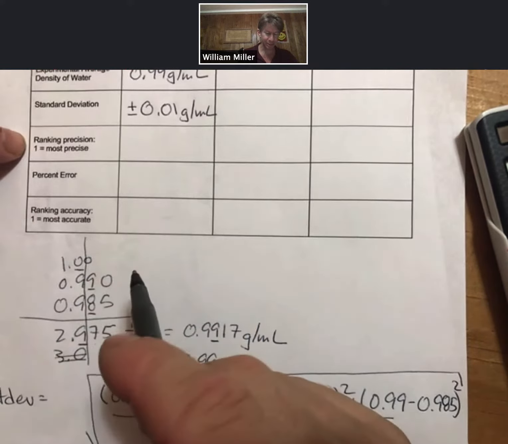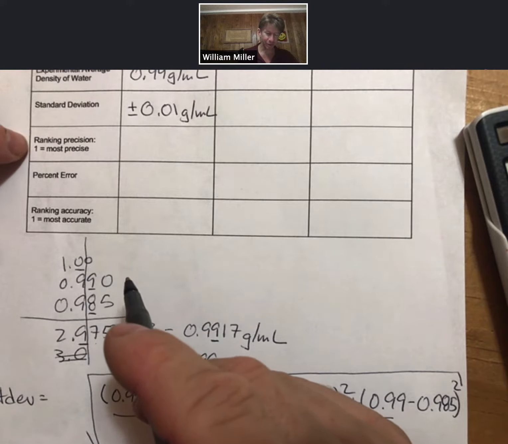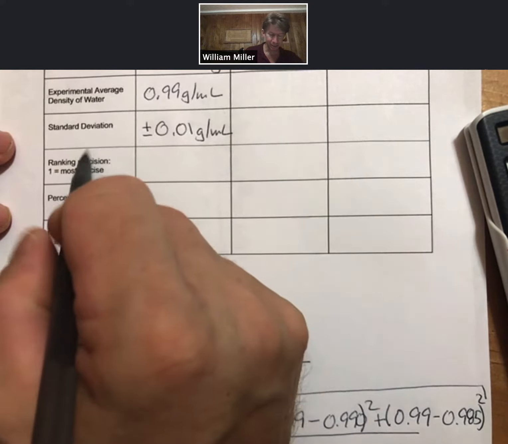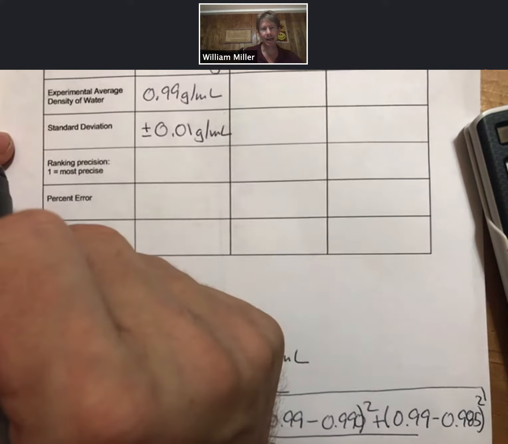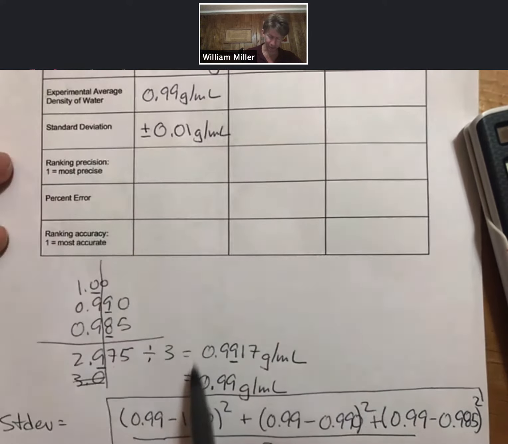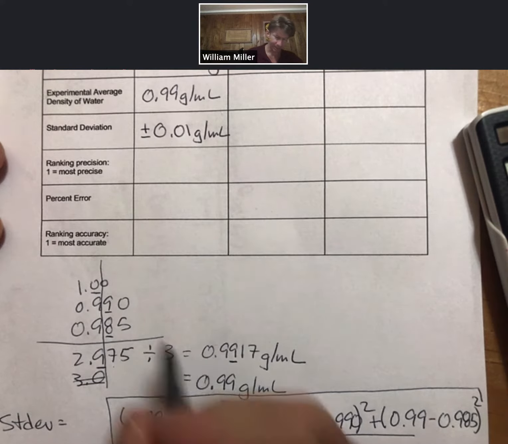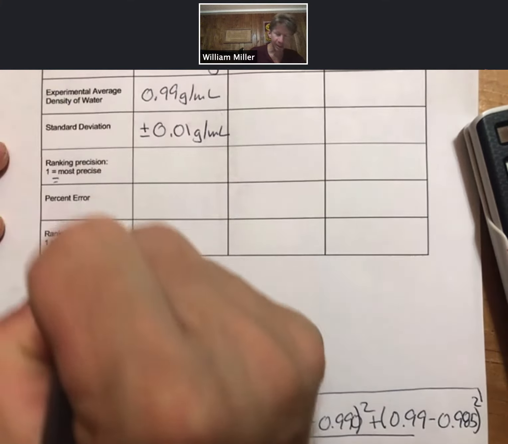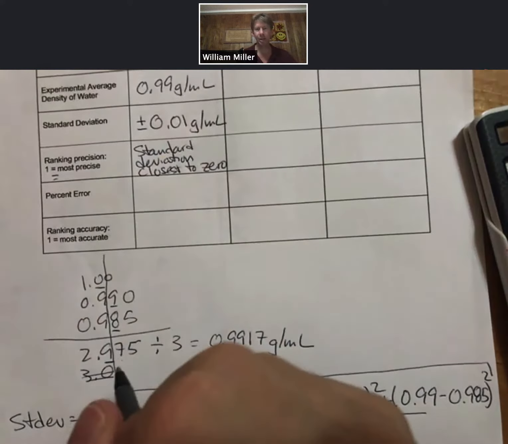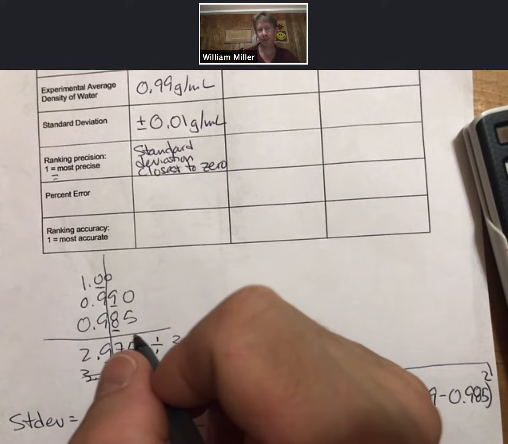We won't be able to rank precision yet, but when you do rank precision, you're going to be looking at the standard deviation. Precision is related to how precise you can be when you do the same thing 3 times in a row, and that's what you did down here. So most precise equals standard deviation closest to 0. I'll just write that in here. When you think precision, think about standard deviation measurements.